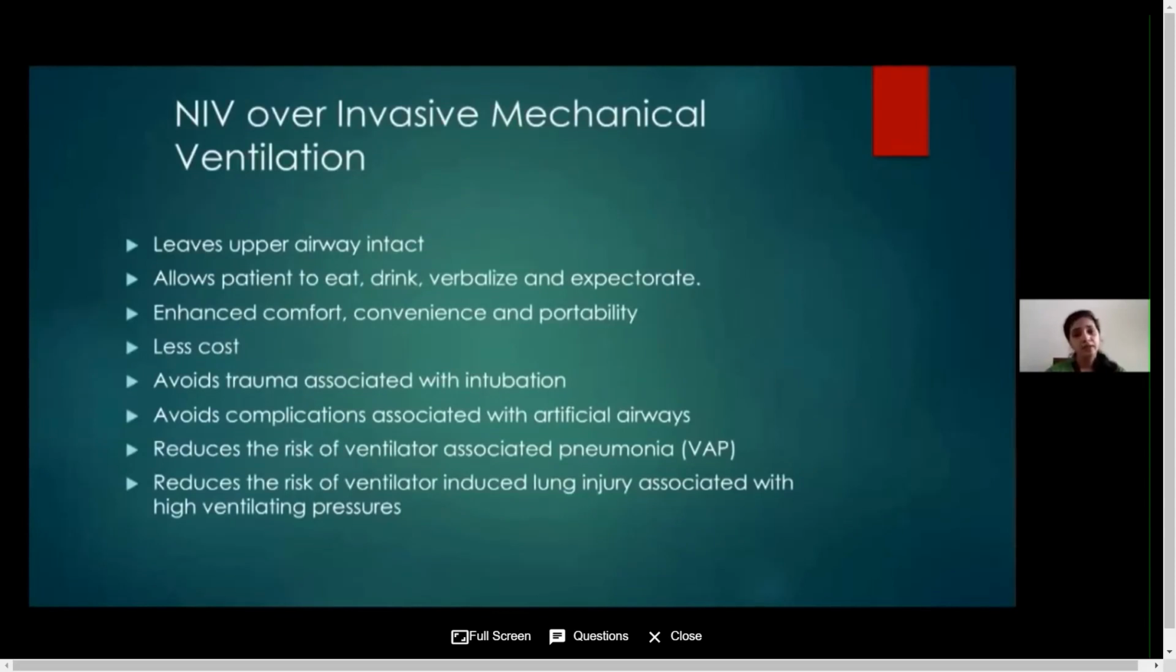If you compare non-invasive ventilation over invasive ventilation, the non-invasive ventilation leaves the upper airway intact and allows the patient to eat, drink and talk, and it's much more comfortable and convenient. It avoids the trauma of intubation and artificial airways, and reduces complications of intubation such as ventilator-associated pneumonias and ventilator-associated lung injuries. It also avoids the need for the patient to be sedated or paralyzed.